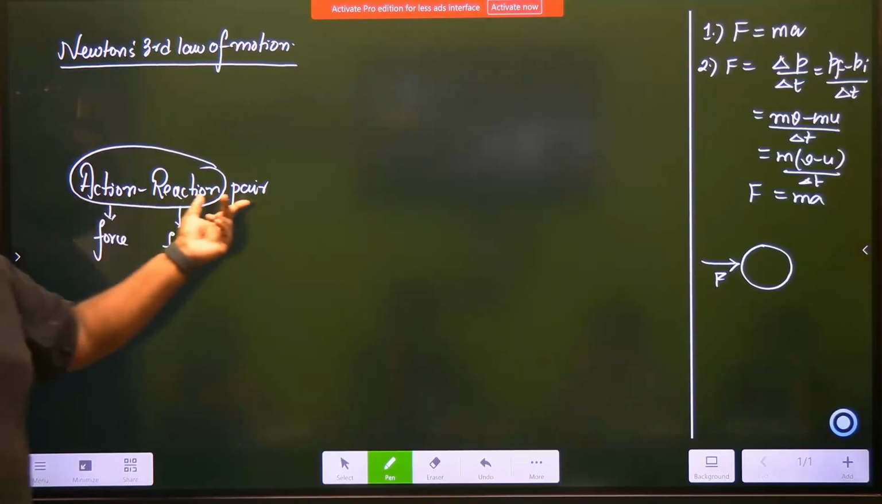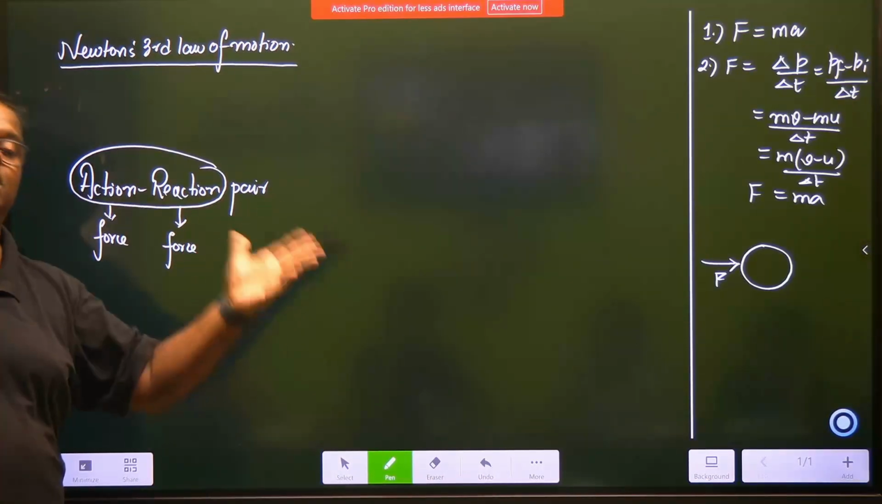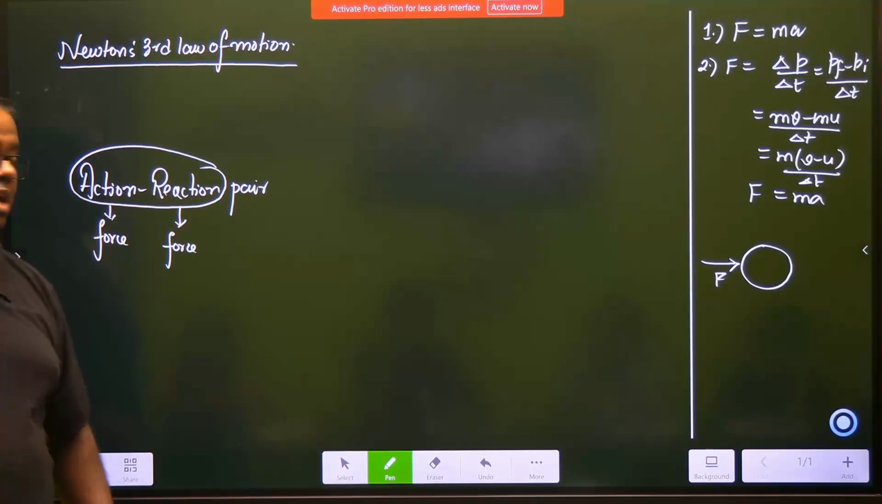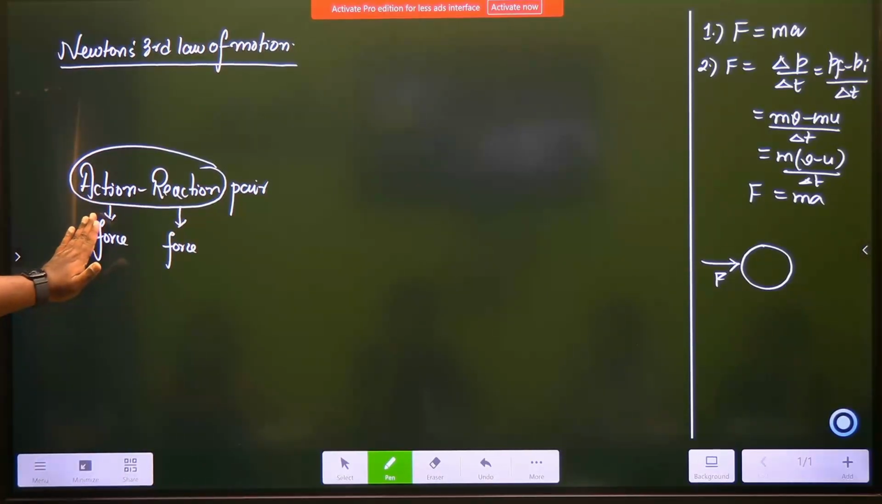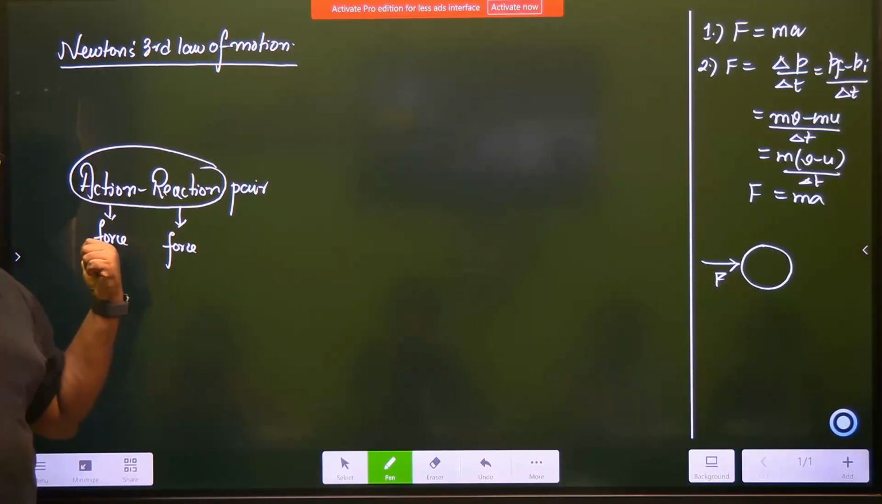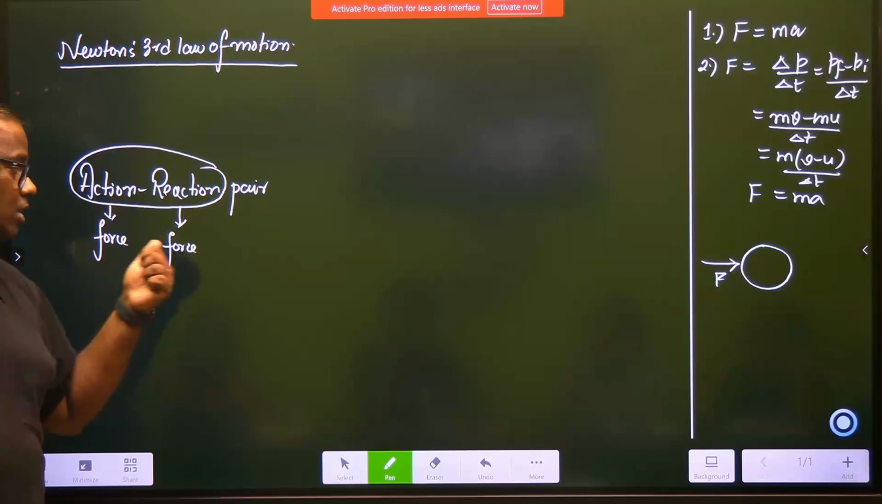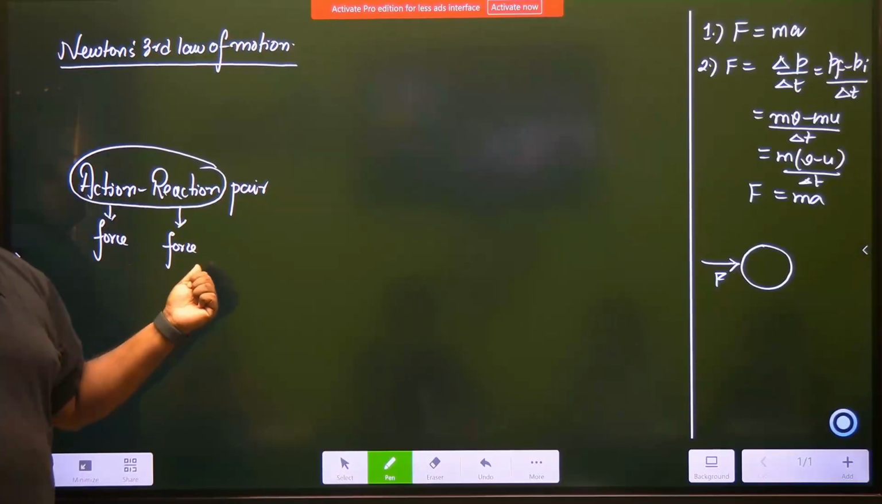If you classify two forces to be of action-reaction pair, the forces should be of the same type. Now what do I mean by type? If this force is electromagnetic, this force also should be electromagnetic force. If this is gravitational, this should also be gravitational. If this is frictional force, this should also be frictional force. If this is normal reaction, this should also be normal reaction.